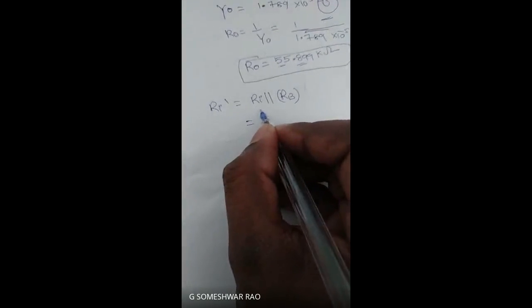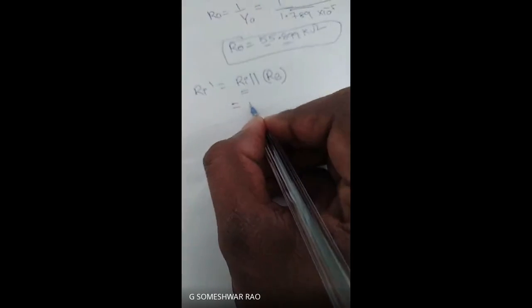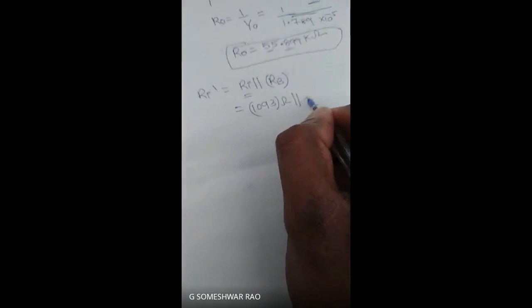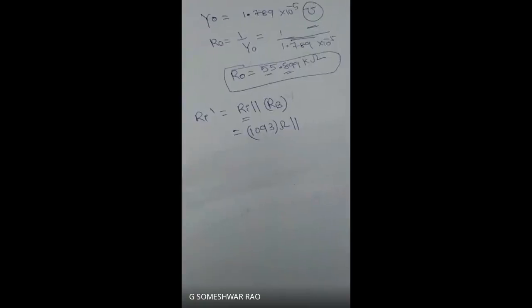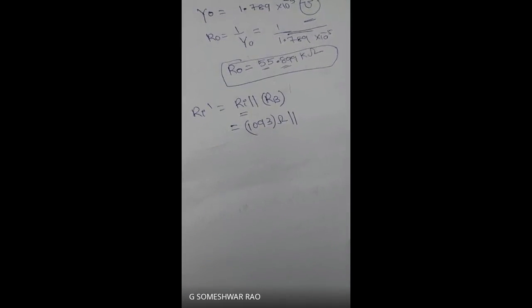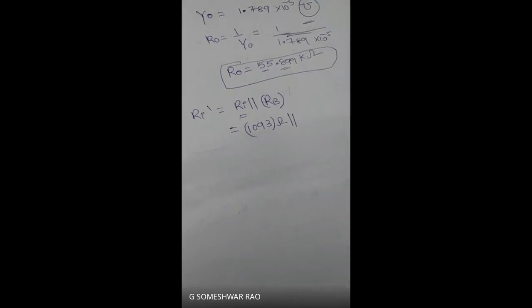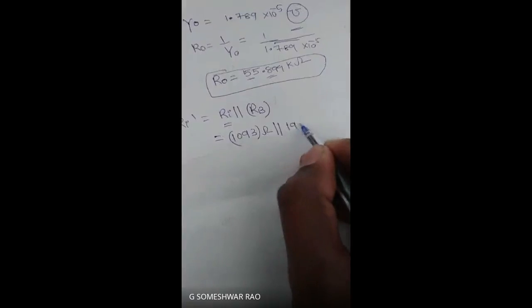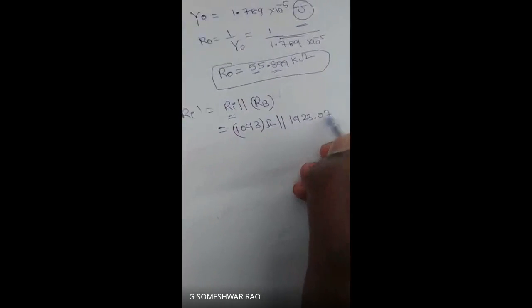Okay, RB is already calculated and Ri is also calculated. Tell me what Ri came. I hope it is 1093 ohms. Am I correct? Ri is in parallel to RB. The RB value we also calculated, 1923.07. Very good. Now calculate this Ri dash.